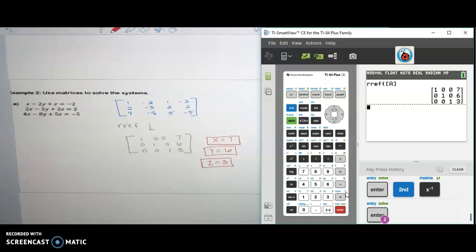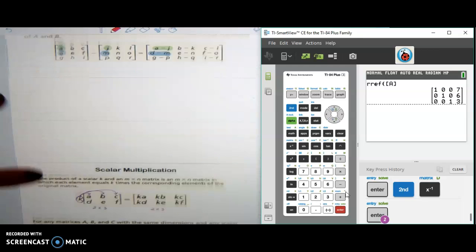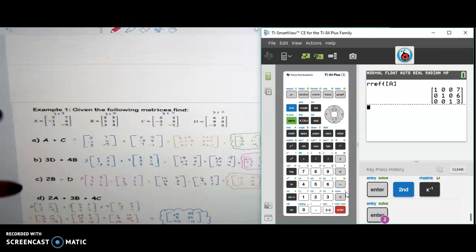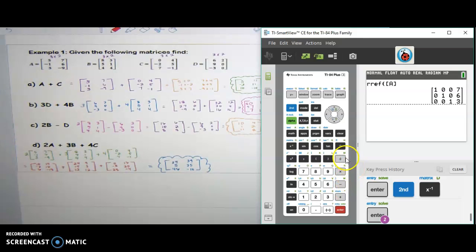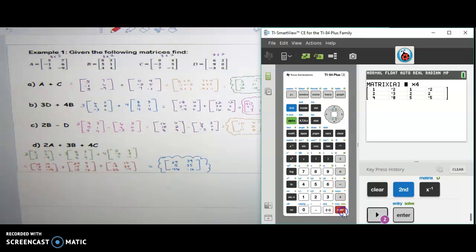Okay, and I'm going to show you one more thing while I have the calculator pulled up here. So I'm going to go back to the very first thing where we were adding some matrices. So we were adding A plus C, and I'm going to show you how you can use this to check in the calculator. It takes more time to type in the calculator than just do it by hand, but I want to show you. So I'm going to close out of this, clear this. I'm going to go second matrices. I'm going to go to edit.